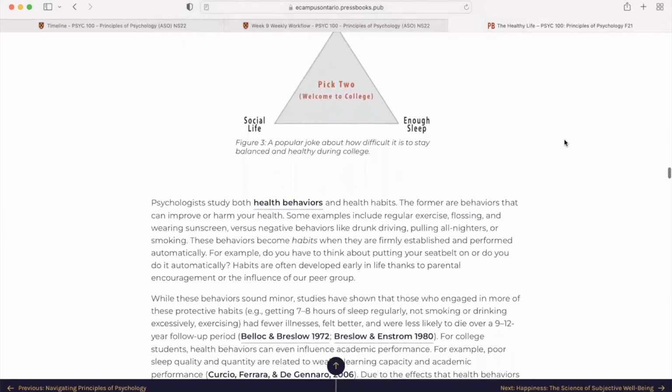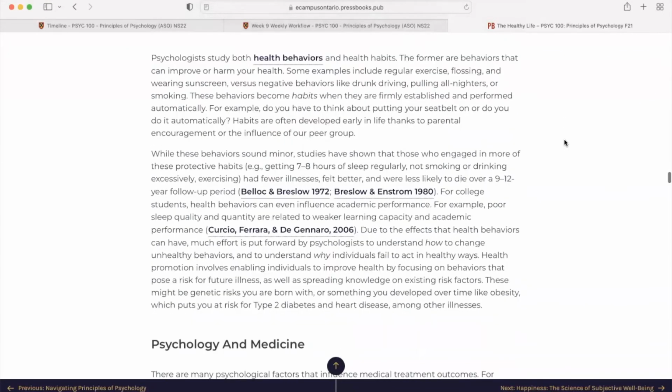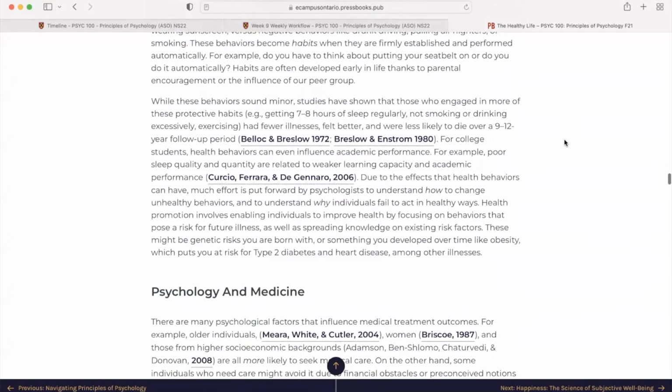Psychologists study both health behaviors and health habits. The former are behaviors that can improve or harm your health. Some examples include regular exercise, flossing, and wearing sunscreen versus negative behaviors like drunk driving, pulling all-nighters, or smoking. These behaviors become habits when they are firmly established and performed automatically. For example, do you have to think about putting your seatbelt on, or do you do it automatically? Habits are often developed early in life thanks to parental encouragement or the influence of our peer group.